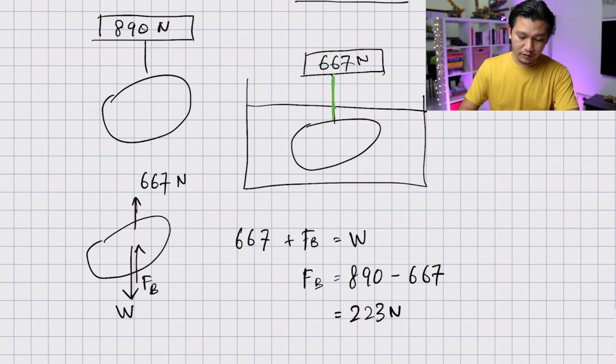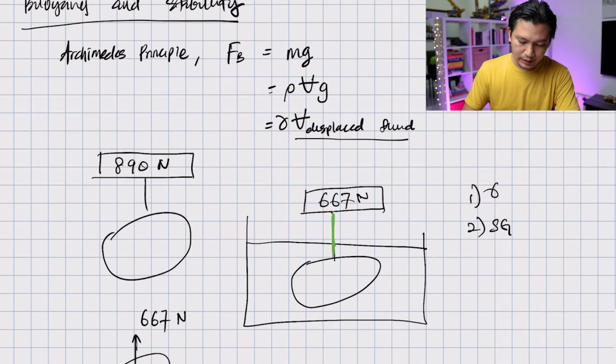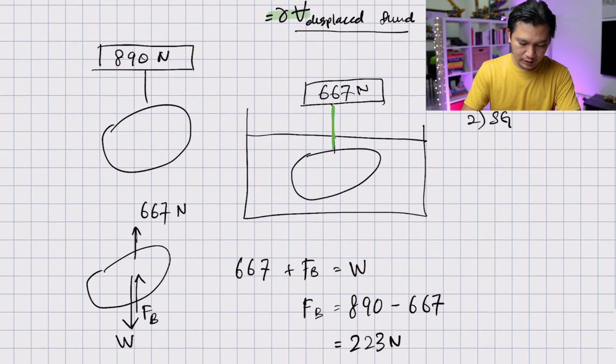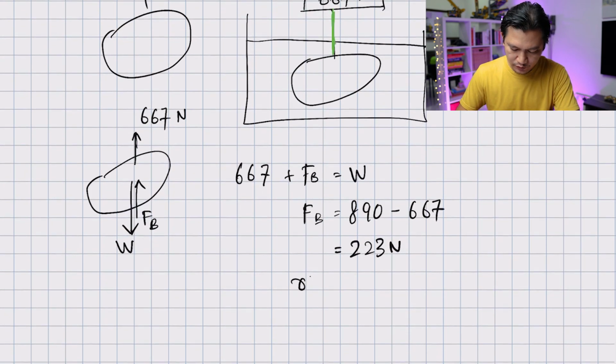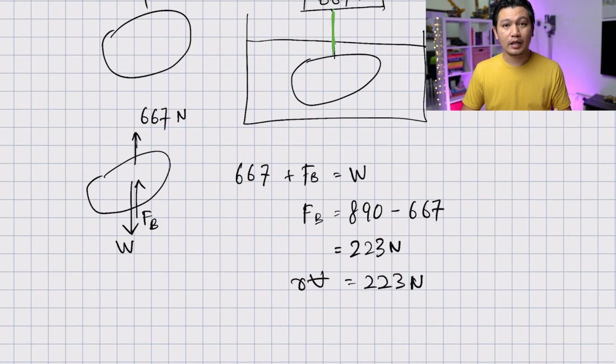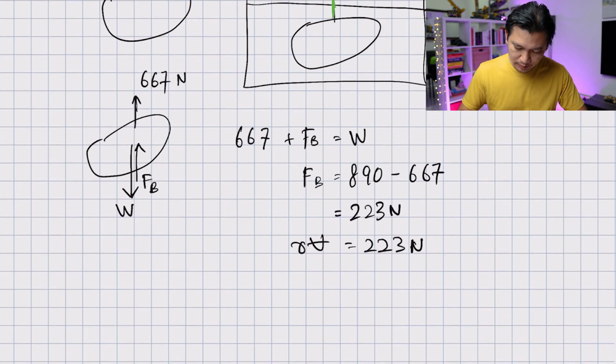Now, if I go back to my original equation for Archimedes' principle, then I know that my FB is gamma times volume. So I'm going to write it again here. So this is actually gamma times volume equal to 223 Newton. Now, we know that gamma should be gamma for water because this is buoyant force, and the volume should be volume of water. But in this case, because the object is fully submerged, then the volume of displaced water is equal to the volume of the object. And gamma of water is simply 9810. So this is the volume of the object equal to 223.